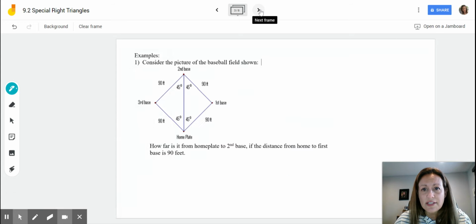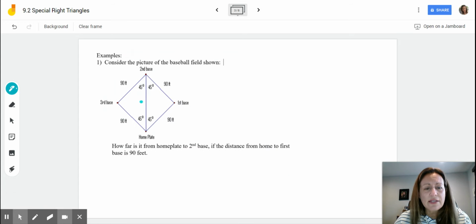All right, so let's move on to the examples of how we would use this. Example 1 shows a baseball field where at each plate there are 90-degree angles, and this imaginary line from home plate to second base could split it up into two 45, 45, 90 triangles. So if we are to calculate how far it is from home plate to second base, if the distance from home to first base and third and everything in between is 90 feet, then we're going to apply the 45, 45, 90 triangle concept, that the hypotenuse is just the leg times radical 2.